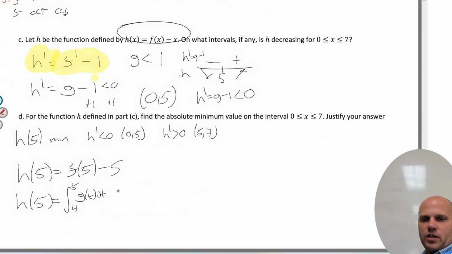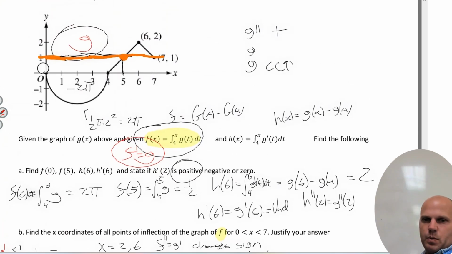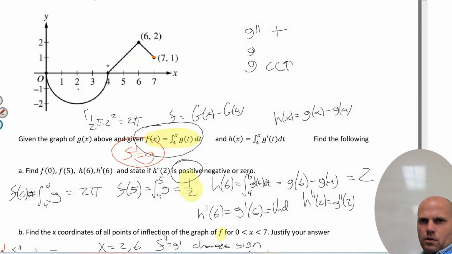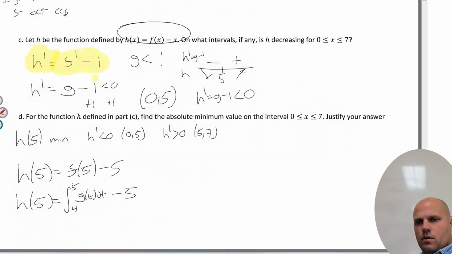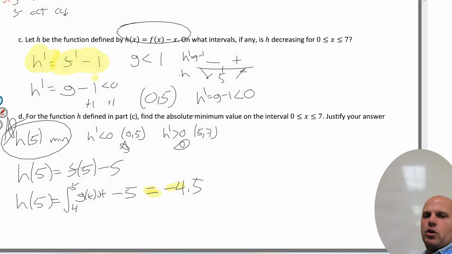Should have asked more questions like this. The accumulation from 4 to 5 of g is something I found already. It was a half. So I have a half minus 5, which is negative 4.5. Here's my justification. This is my min. If my derivative is negative from 0 to 5, then positive from 5 to 7, that's the only min possibility. Here's the value. We know it's the absolute min.